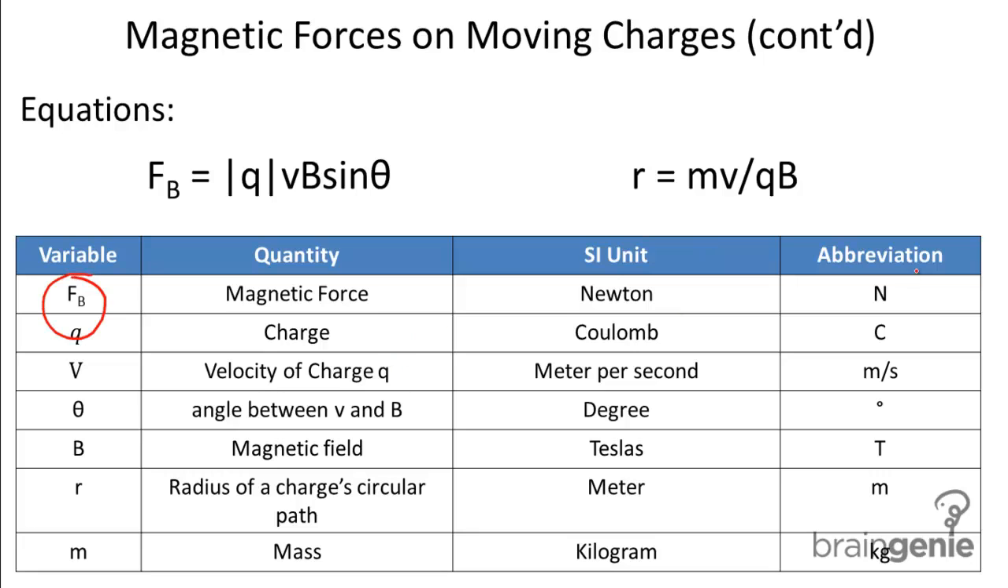Magnetic force, again, is always in newtons. And there are basically no other new terms in this. The only term we need to know is theta, which is the angle between v and B, the velocity and the actual magnetic field.